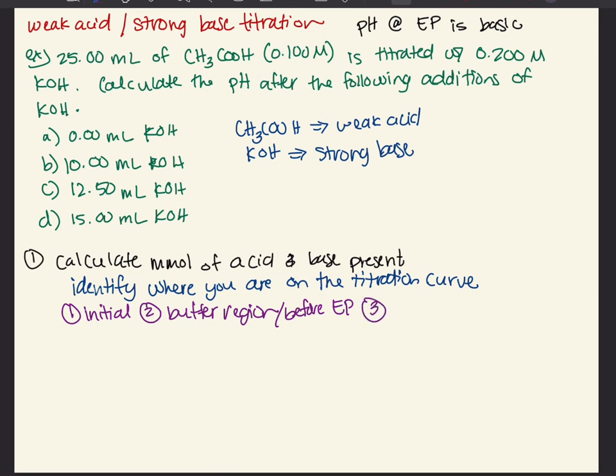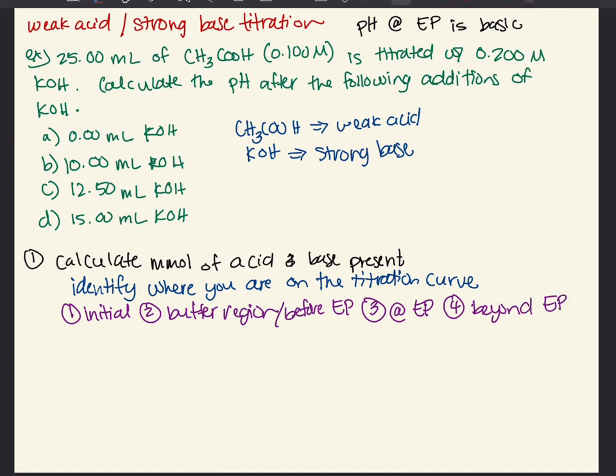The third point is going to be at the equivalence point. This is when you have equal parts acid and base for a titration where it is a 1-to-1 mole ratio. And then finally, we have the fourth area, which is beyond the equivalence point.